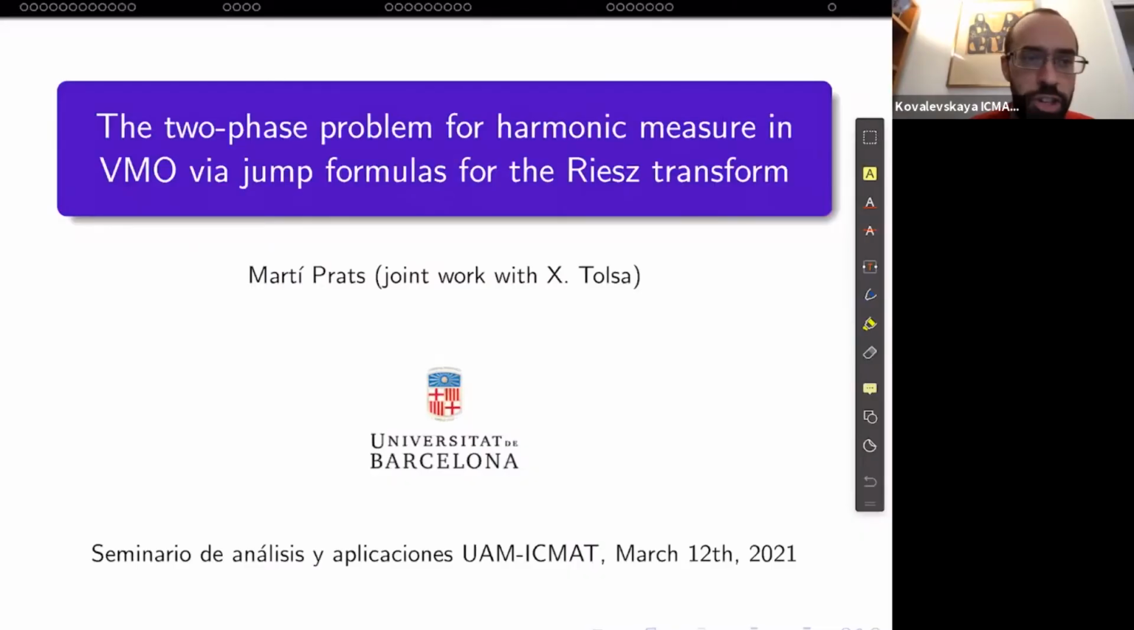Our speaker today is Martí Prats from Universitat de Barcelona, and his title today is the two-phase problem for harmonic measure in VMO via jump formulas for the Riesz transform.